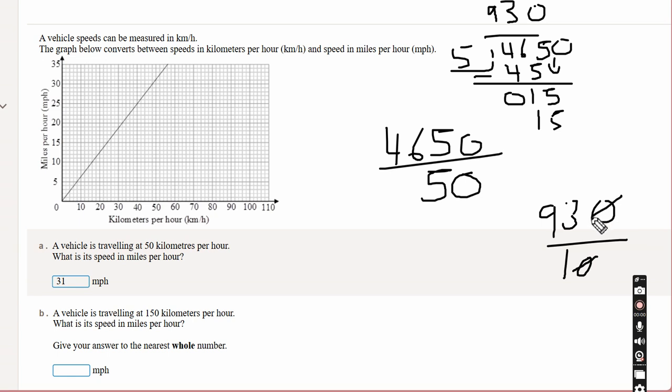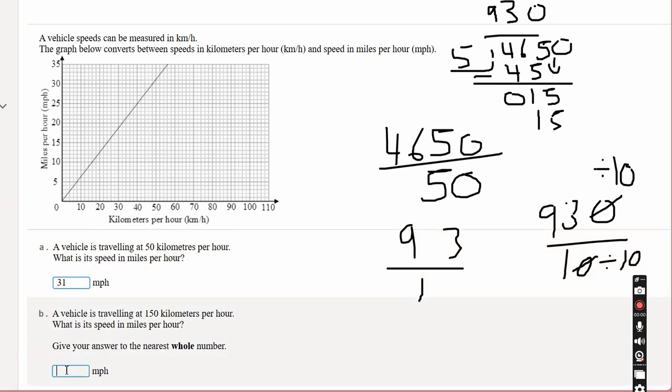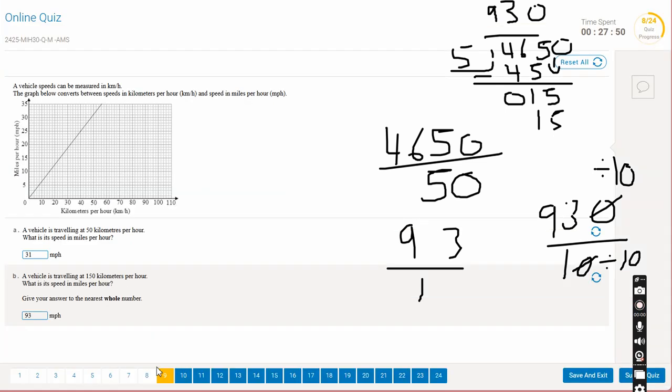You can cross out the 0 here, cross out the 0. So what can you do? Divide by 10, divide by 10. Because whatever ends in 0, you can also divide by 10. So 93 over 10. Over 1. So what are you getting? 93 here.